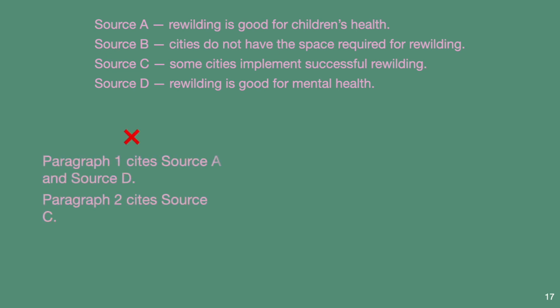The weak approach would be: paragraph 1 cites source A and source D to make an argument about health. Paragraph 2 cites source C to make an argument about its feasibility. And your thesis argues for rewilding.